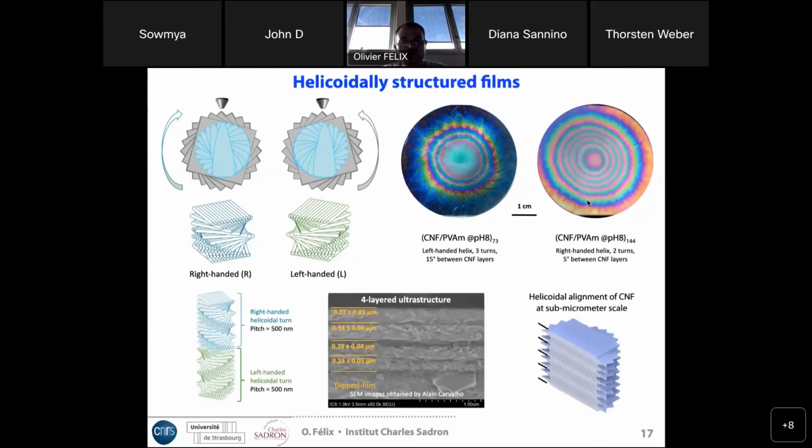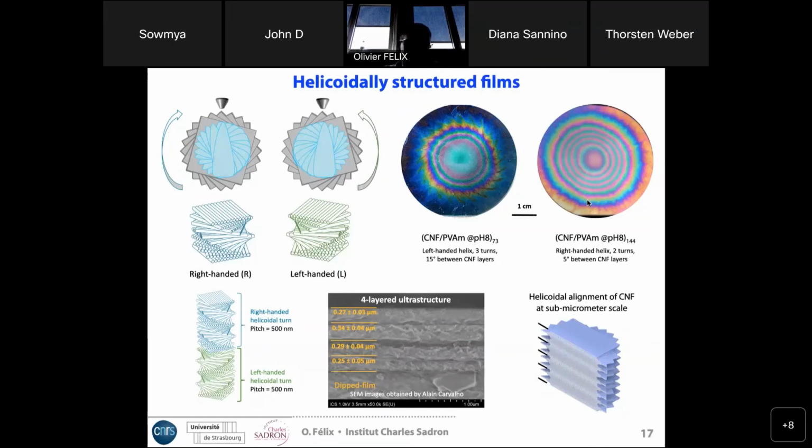Now, if you want to visualize this twisting of the cellulose nanofibrils, you are thinking about doing, of course, cross-sectional SEM, that means scanning electron microscopy. But if you do that, you will not see the twisting of the cellulose nanofibrils because the resolution is too poor. The diameter of the cellulose nanofibrils is very low, around, I would say, between 2 and 5 nanometers, which is too low for SEM.